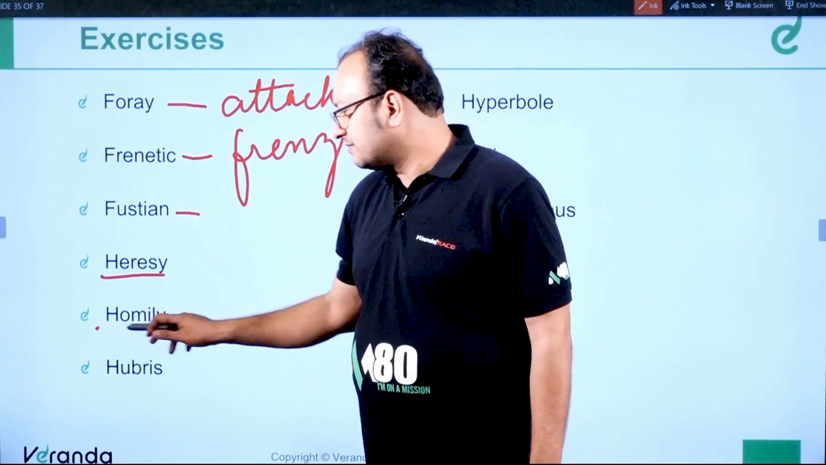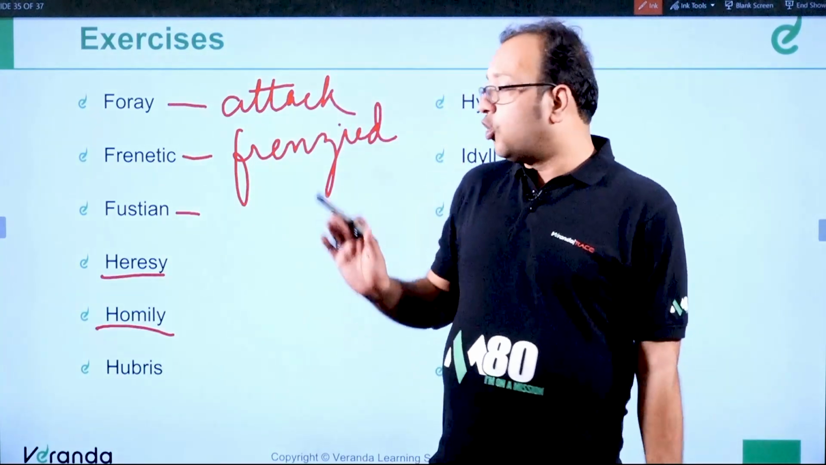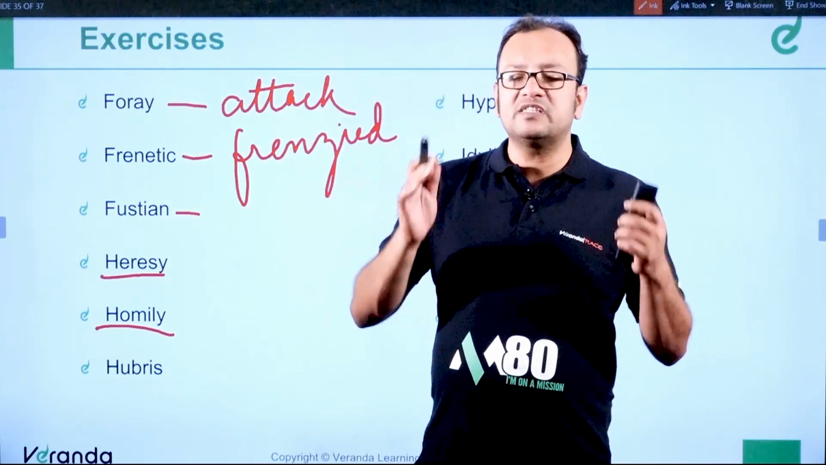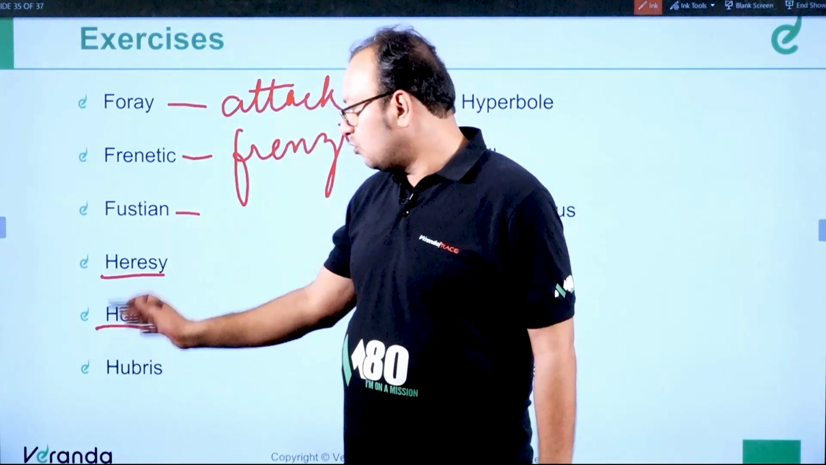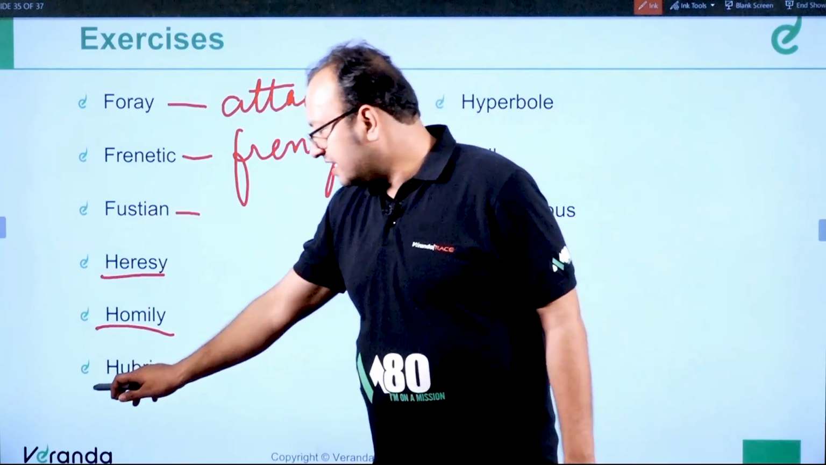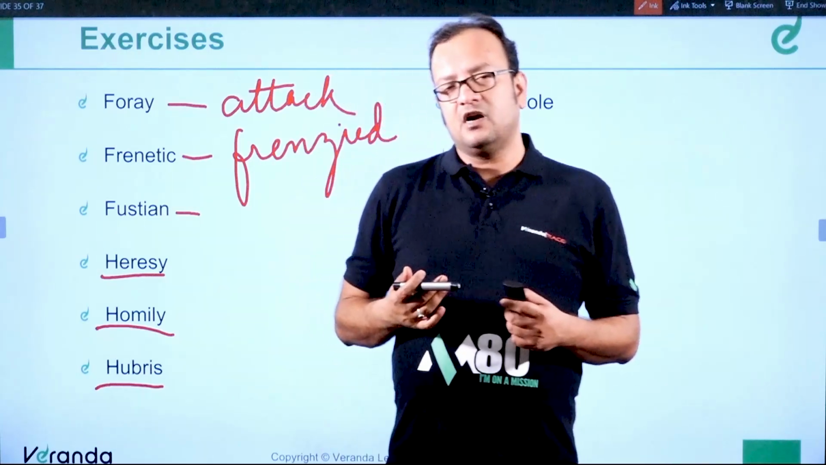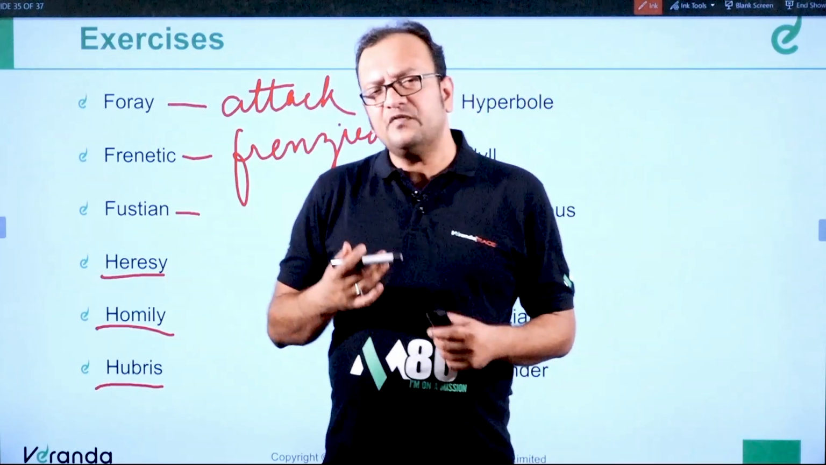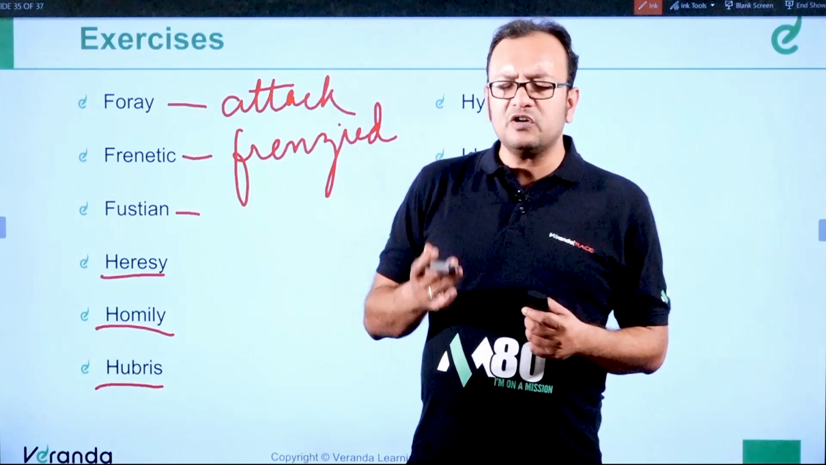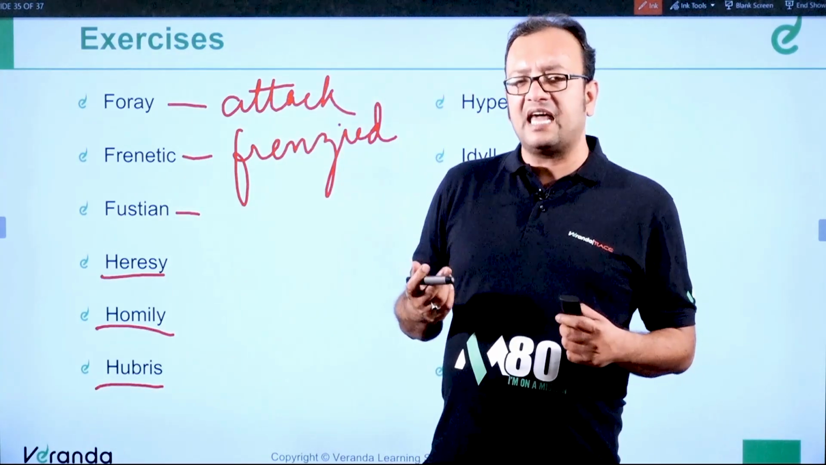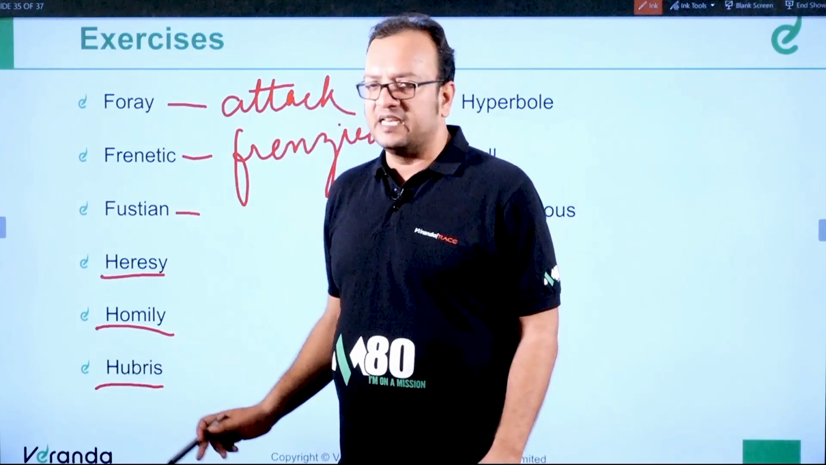Okay. Homily. It's not related to home. Homily means a moral discourse, moral speech. A speech which involves a lot of morality is known as a homily. Next is hubris. Hubris means a lot of self-pride, kind of egotism, that's a better word. A lot of self-pride, arrogance about oneself is known as hubris.